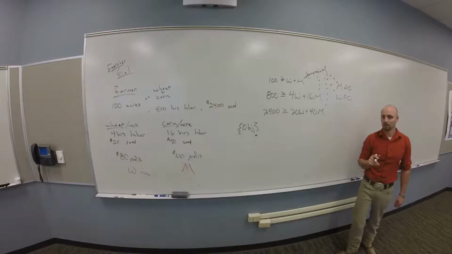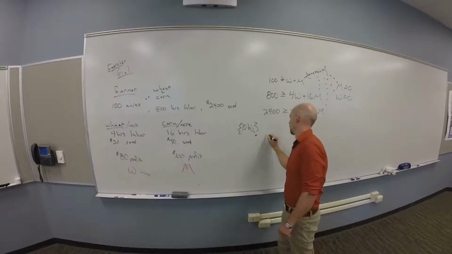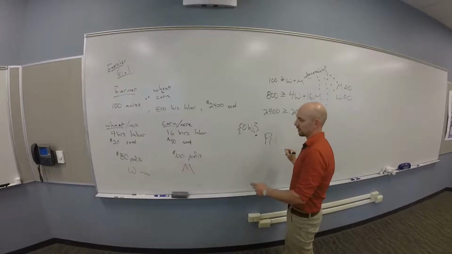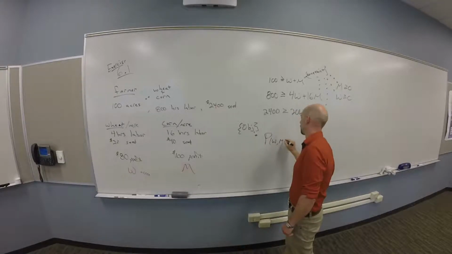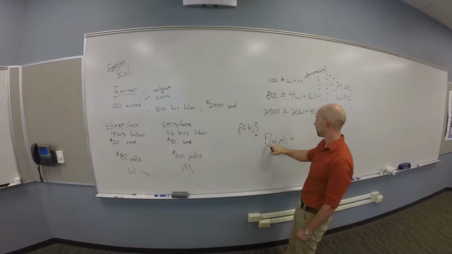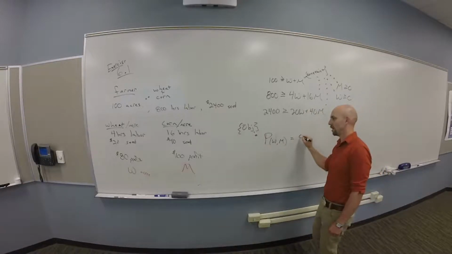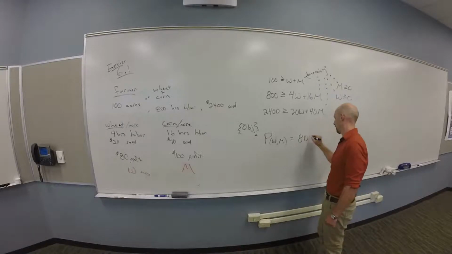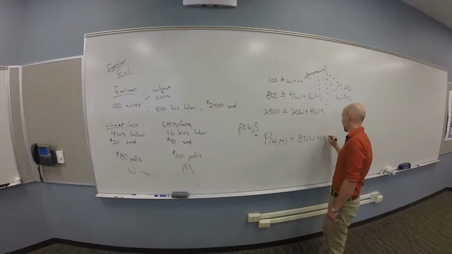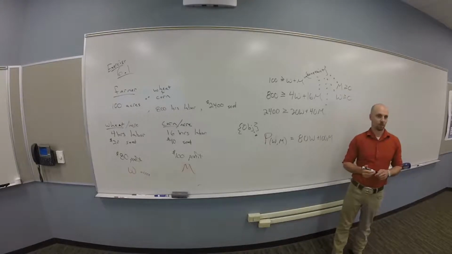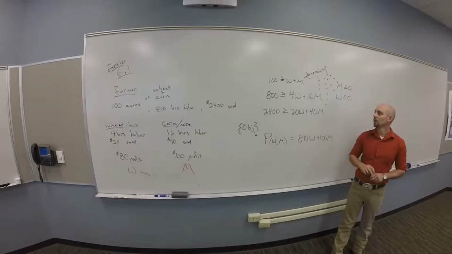80W plus 100M. Okay, maybe P, right, profit. Let's see, and let's do this smartly. W and M. So profit as a function of W and M is 80W plus 100M. You guys all good with this? All right, now what?